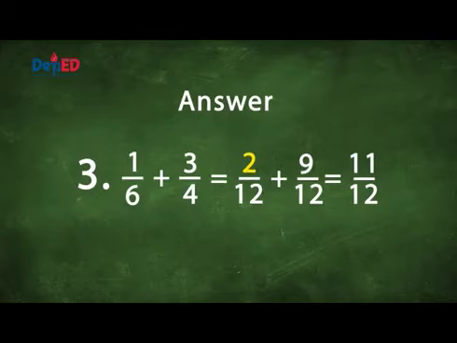Step 3. Add the numerators. 2 plus 9 equals 11 and copy the common denominator 12. We have 11/12. Is 11/12 already in lowest term? Yes. Therefore, our final answer is 11/12. Again, the missing number is 2.